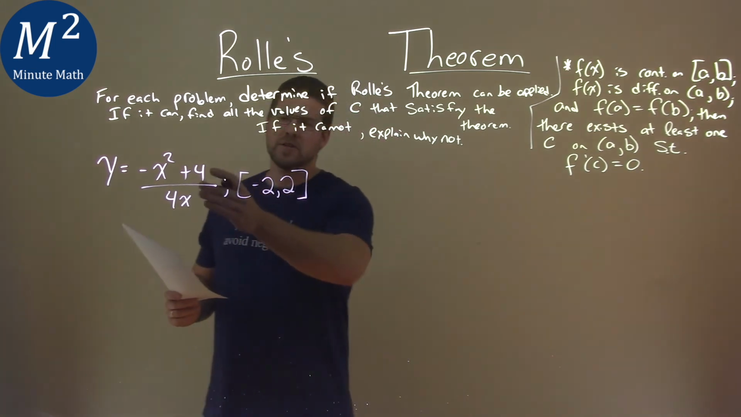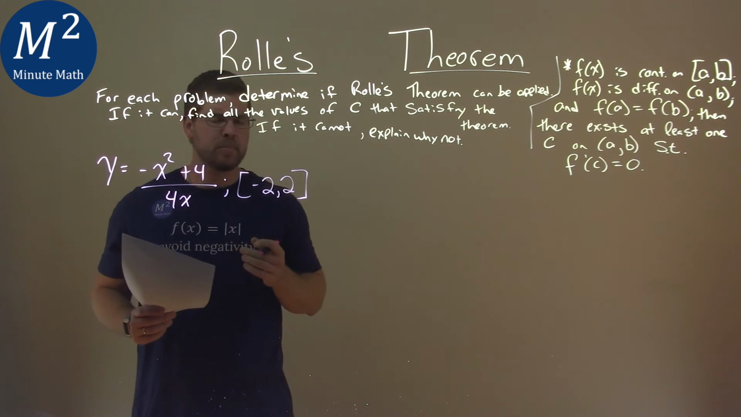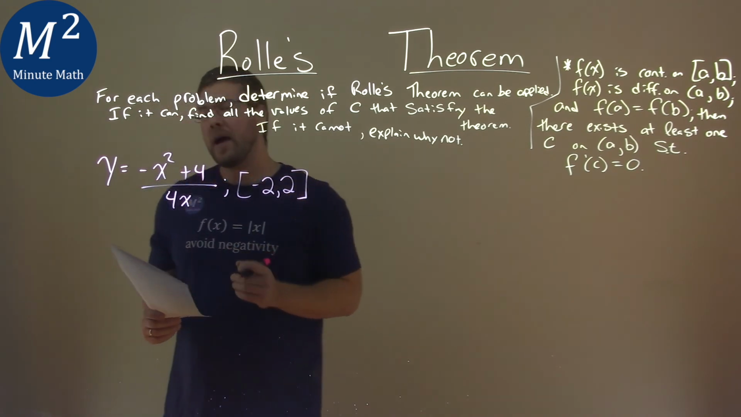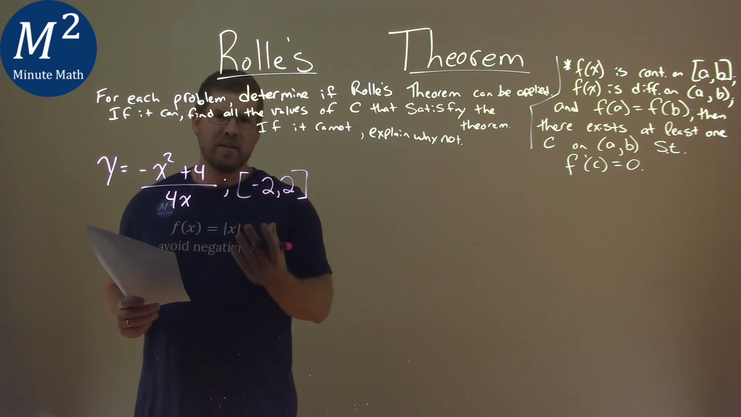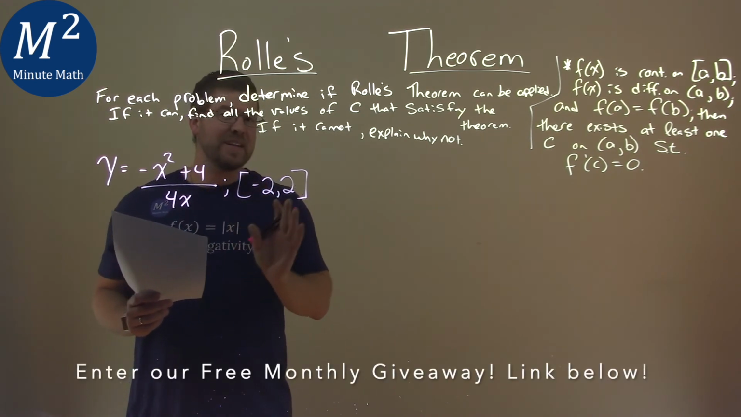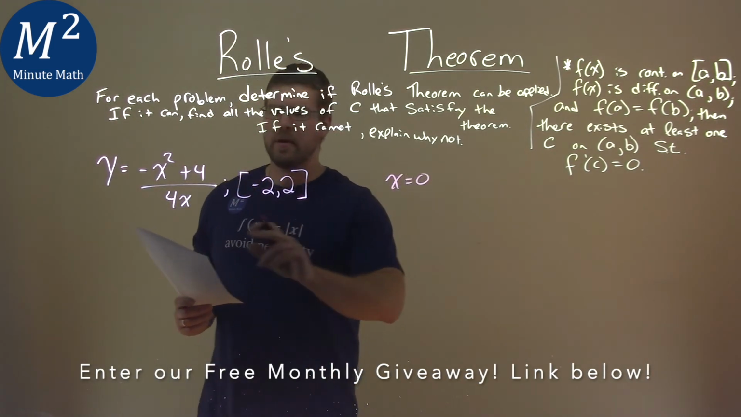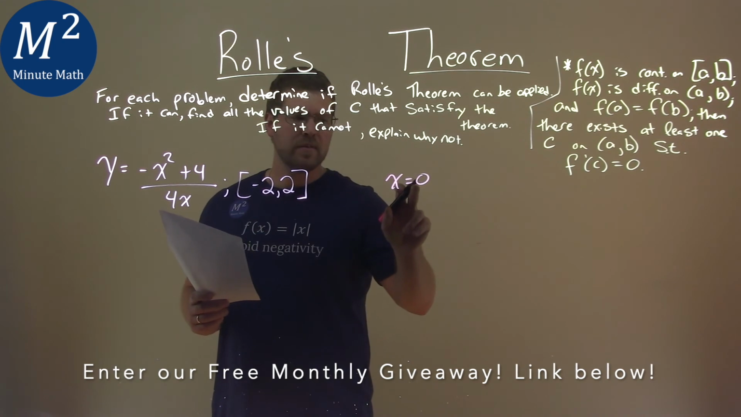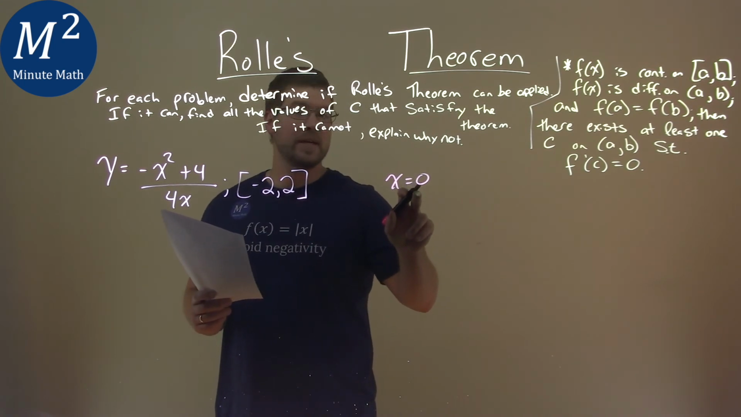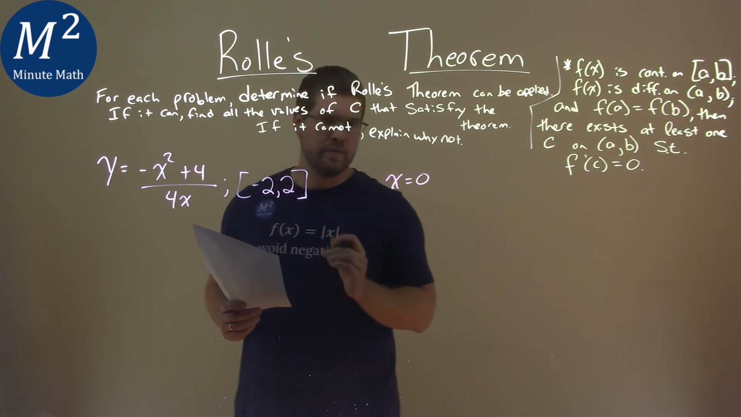Now we look at our function and it's a rational function. We're dividing by 4x. If I put a 0 in for x, our denominator is equal to 0, and we're dividing by 0. And so it doesn't exist there, and it's not continuous there. So at x equals 0, our denominator is equal to 0. But there's an issue. If x equals 0 causes our function not to be continuous there, that is within our interval.